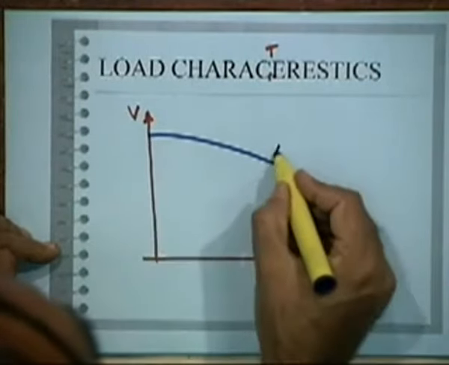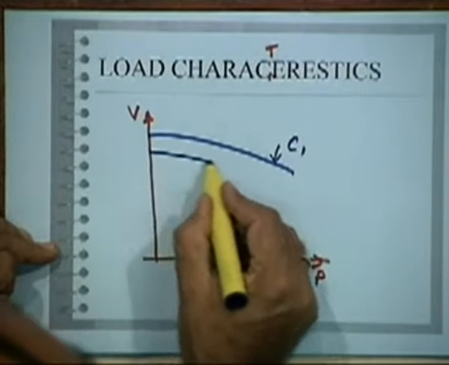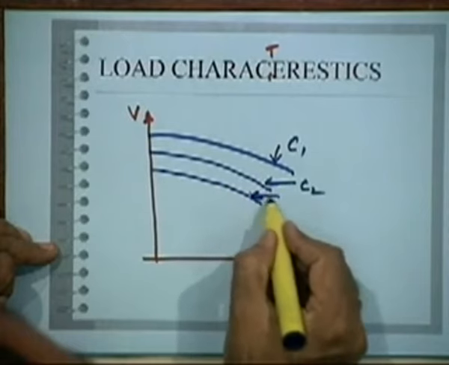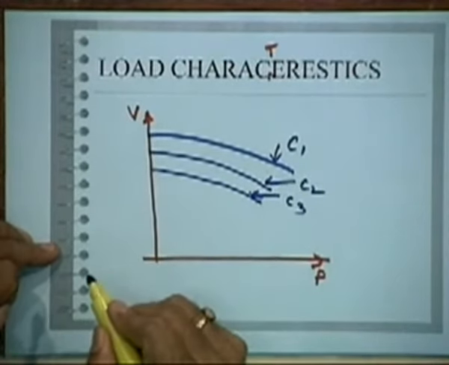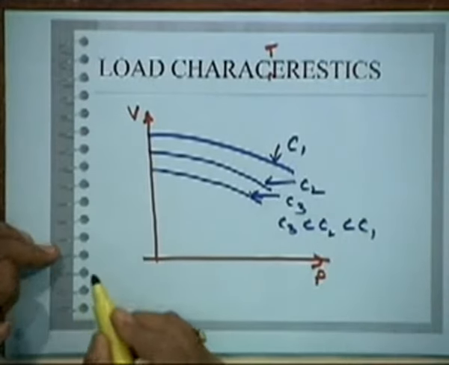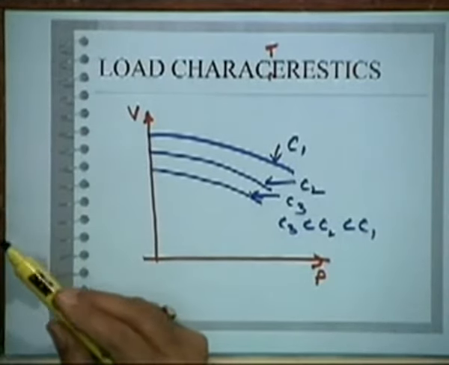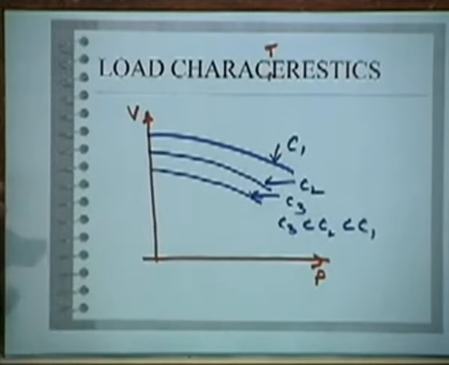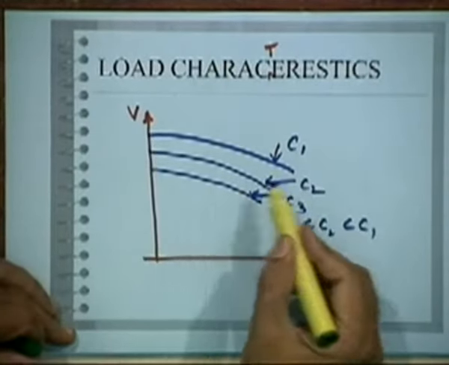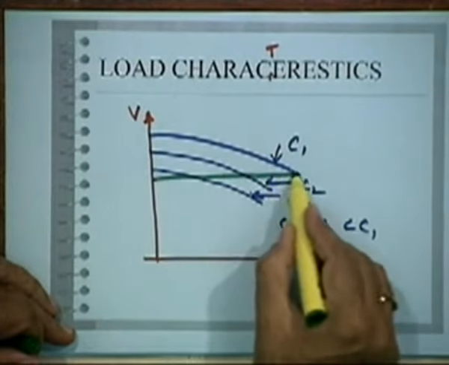Okay, this may be C1. There is another capacitance, maybe C2, C3, where C3 is less than C2, less than C1. So this is one of the characteristics that you have. But suppose you want to maintain a constant voltage, what should you do? At all loads, because the power is changing, I want to have a constant voltage. Suppose I want to maintain the voltage constant.